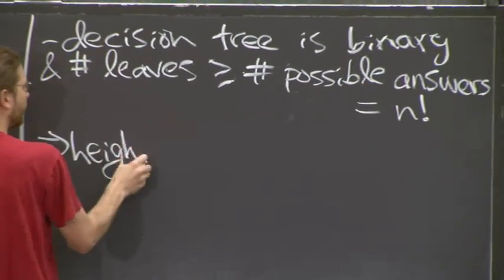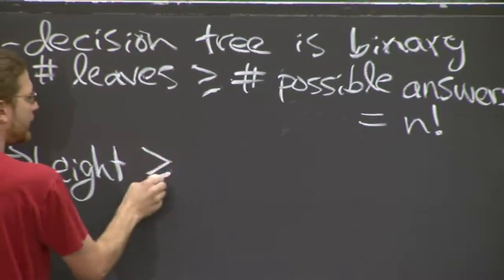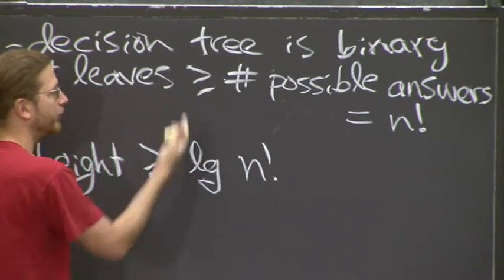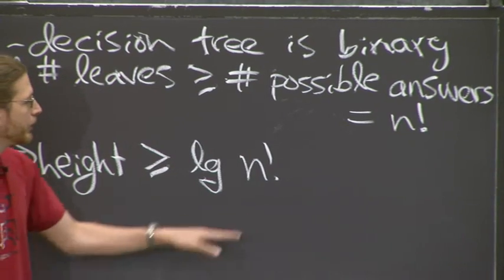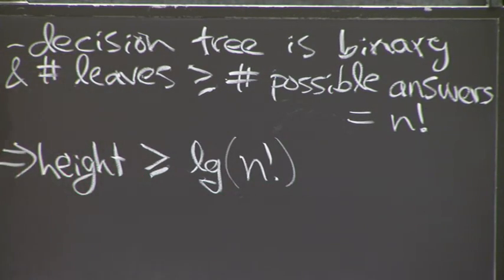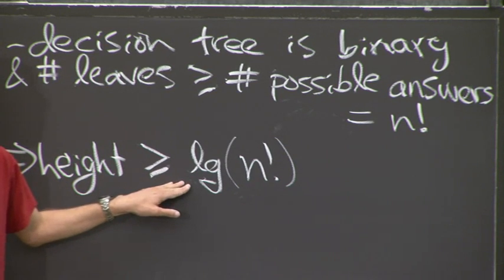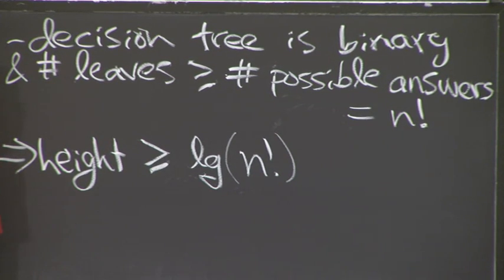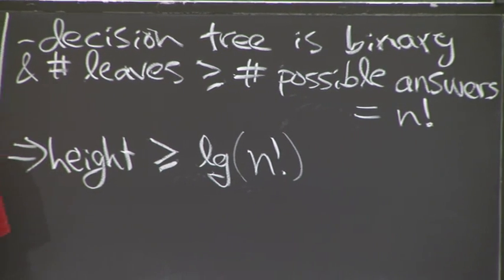Now, the tricky part is the algebra. The height is at least log base 2 of n factorial. Log base 2 because it's a binary tree. You can put parentheses here if you want. They're not necessary. So now I want to claim that this is n log n. How do I do that? Maybe you just know. Yeah?